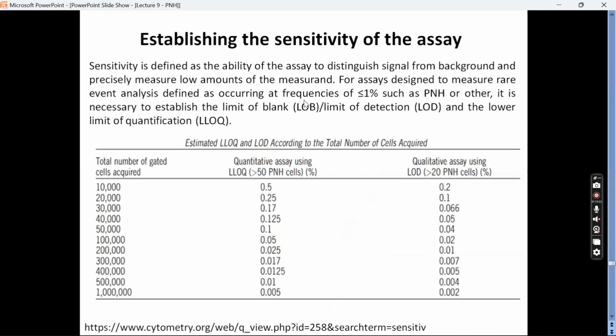Okay. So establishing the sensitivity of the assay, as I said, if you want to achieve only 1%, you can just acquire 10,000 events or 25,000 events. But if you want to go to 0.01%, you need to acquire at least 5 lakh events. Okay. So this is called LLOD, LOQ experiment. I'm not going very deep into that. That may be a bit confusing. But if you want to do high sensitivity PNH, you need to acquire a larger number of events. Somewhere around 1 million events has to be acquired to achieve a sensitivity of 0.005.